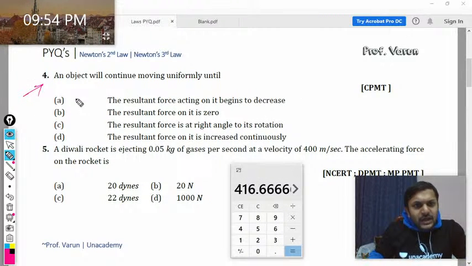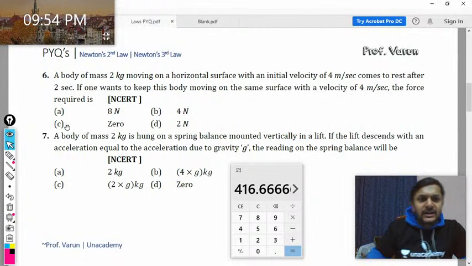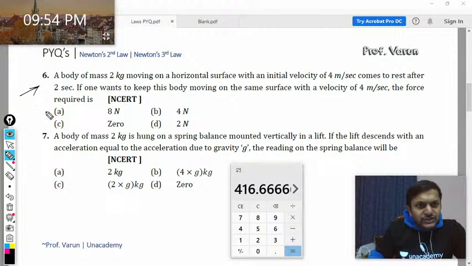Okay, so question 4, an object will continue moving uniformly. That we have done. Question 4 and the 5th question we have done. The 5th question is really important, my dear students. Please mark it, and watch the recording once again. Okay, so let us move to question number 6 now.